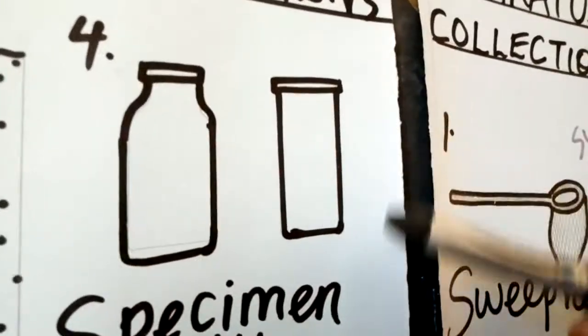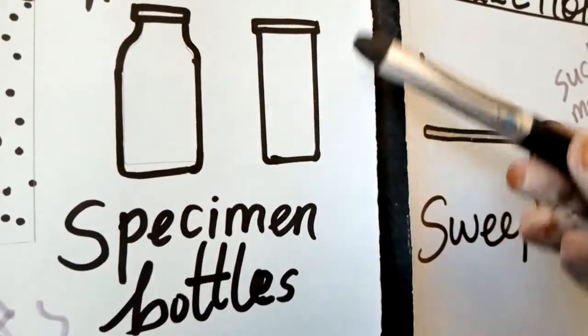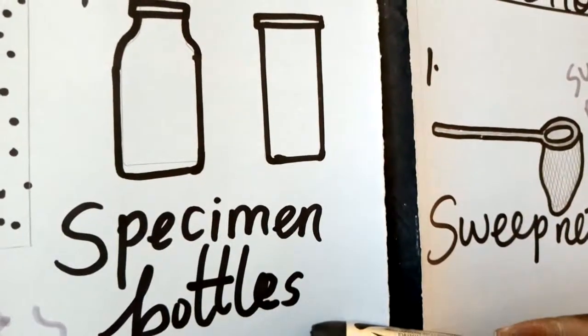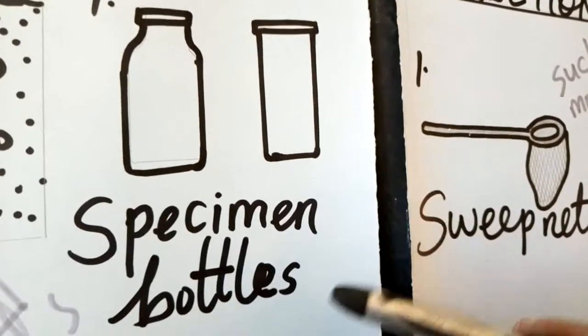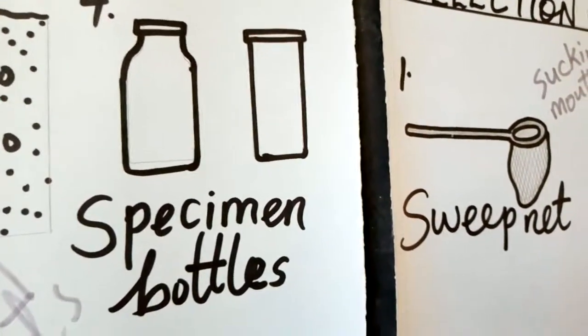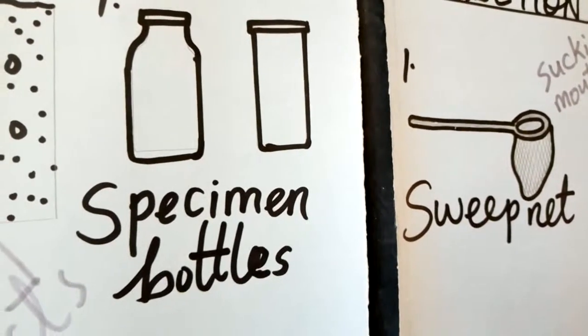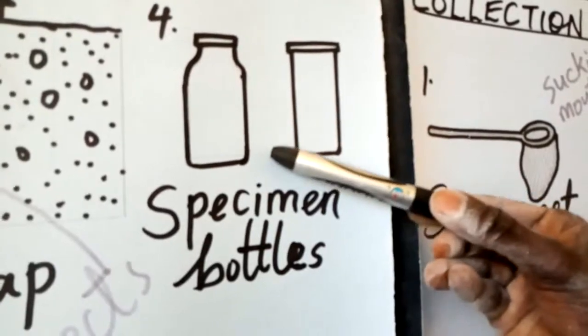We also have the specimen bottles. Specimen bottles are of different sizes depending on the size of the specimen which is being collected, and they are used for storing and transporting specimens from their natural habitat to the lab upon collection.